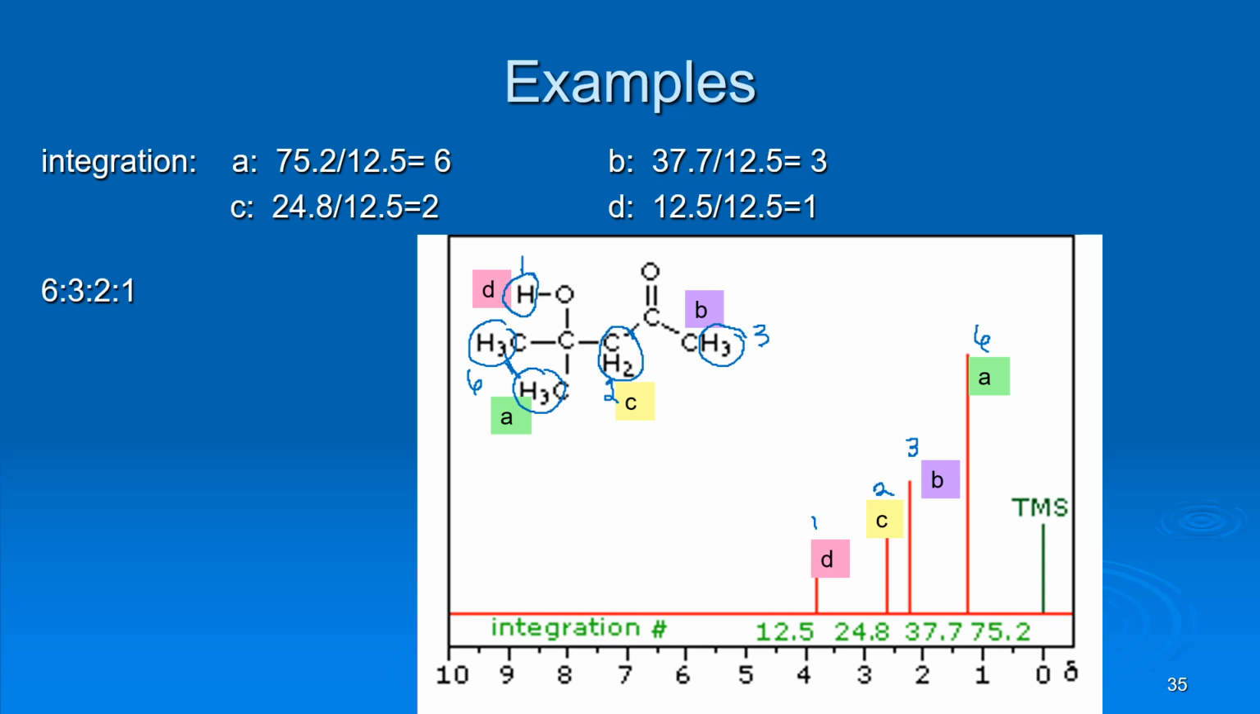And then this makes sense that C is a little bit further left than B, since C is between both of these, a little bit more withdrawing, and then it makes sense that A with 6 is the least deshielded, or the most shielded. So it's the furthest to the right.